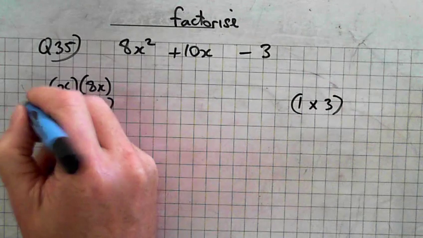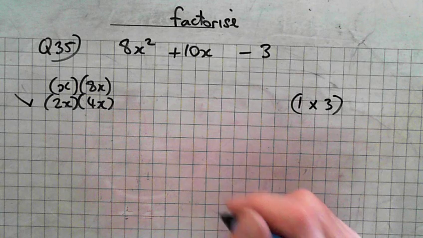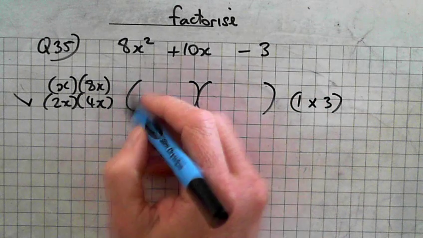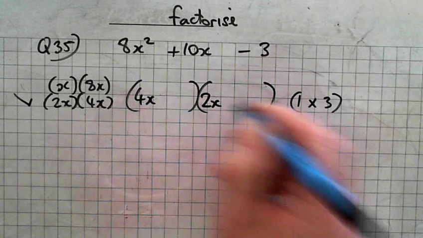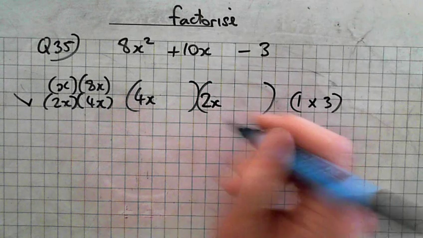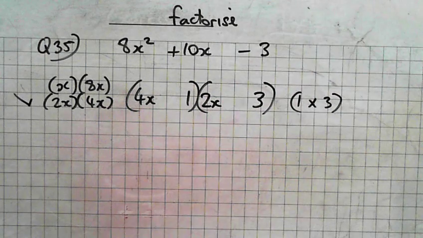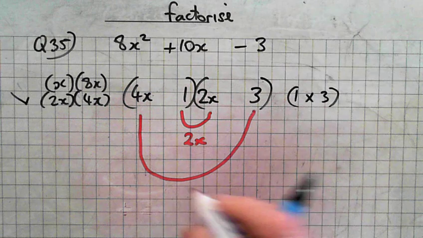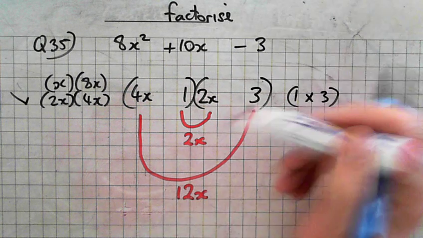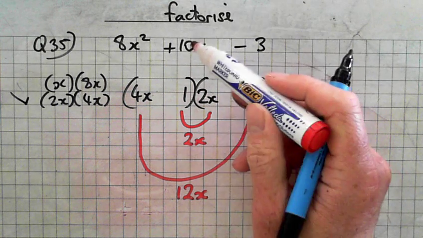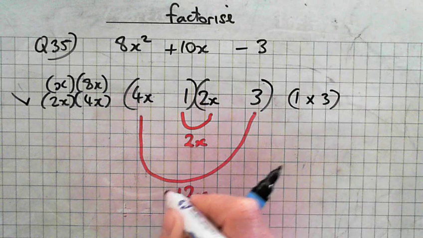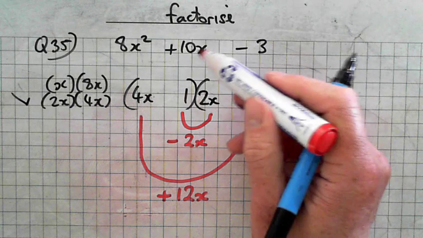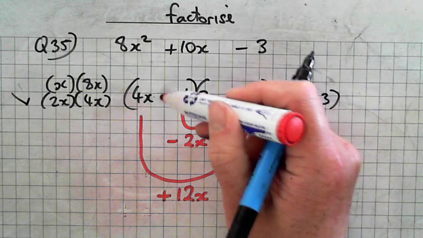1 times 3. Right. As I said, we always try and use the bottom pair first. Right, so I'll use 4x and 2x first. And I'll use 3 and 1. So I'll put in the 1 there and the 3 there. Do the test. 1 times 2x is 2x. 4x times 3 is 12x. How can I add or subtract those to get 10? Plus 12 minus 2. 12 minus 2 is 10. So the top sign goes left and the bottom sign goes right.